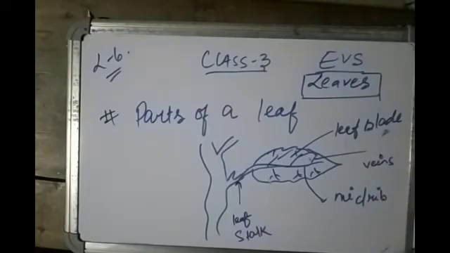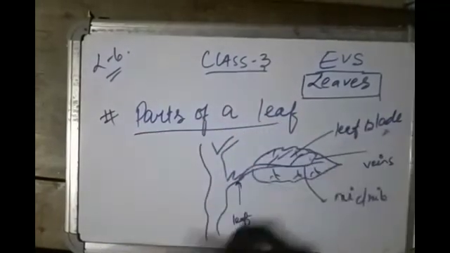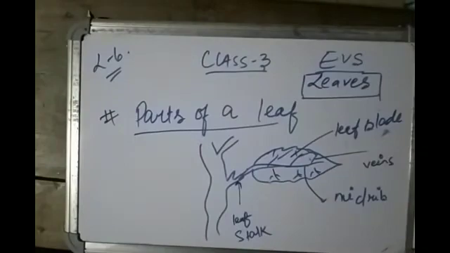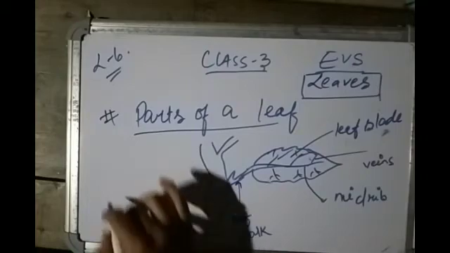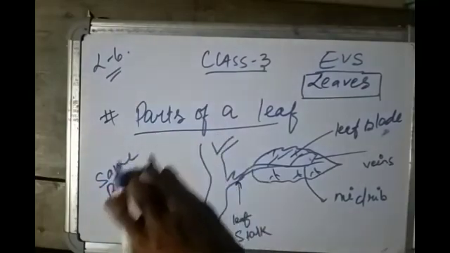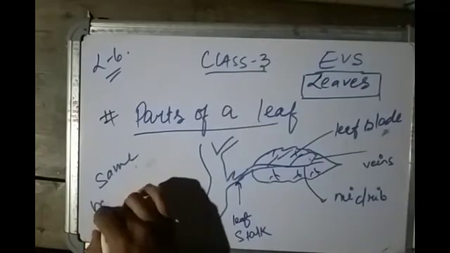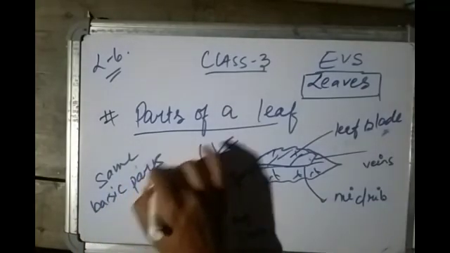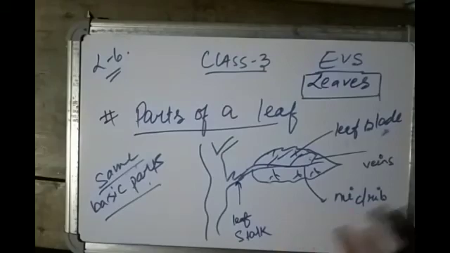So in spite of all the diversity, all leaves have some basic parts. Despite all diversity, all leaves have the same basic parts. Same basic parts: leaf stalk, leaf blade, veins, midrib.